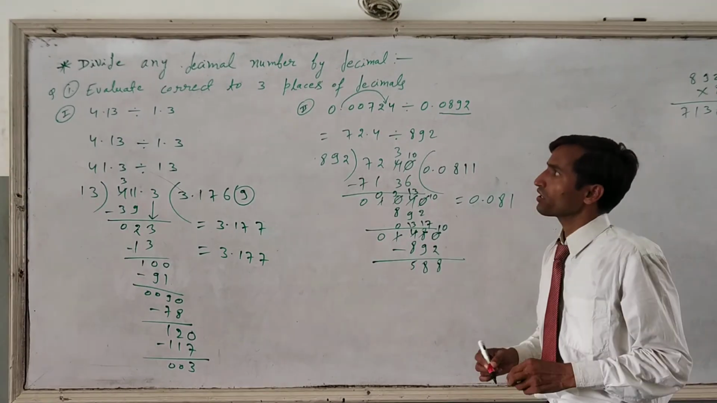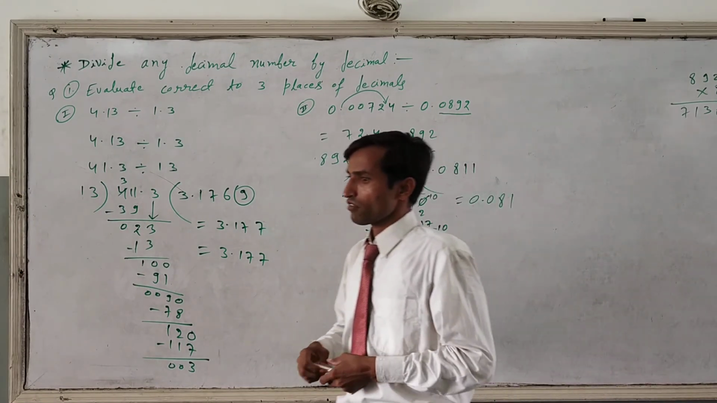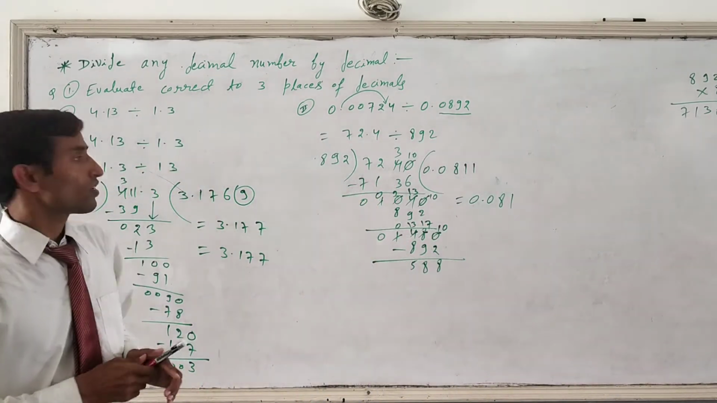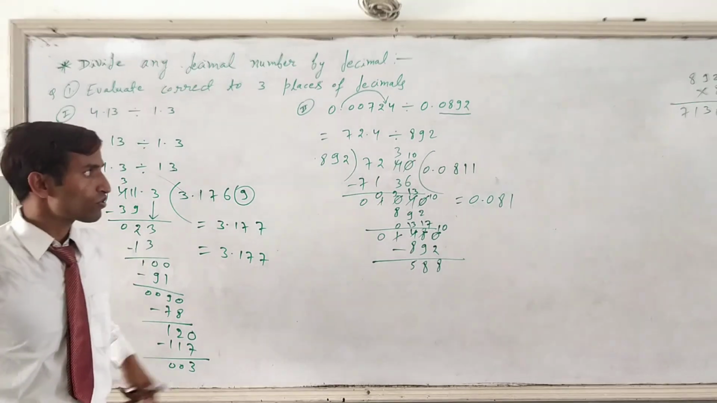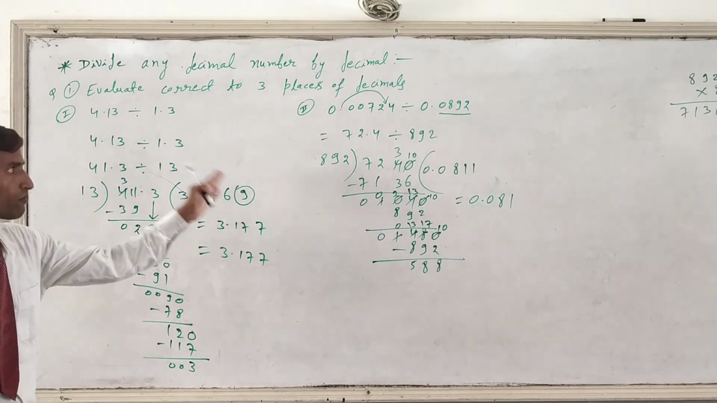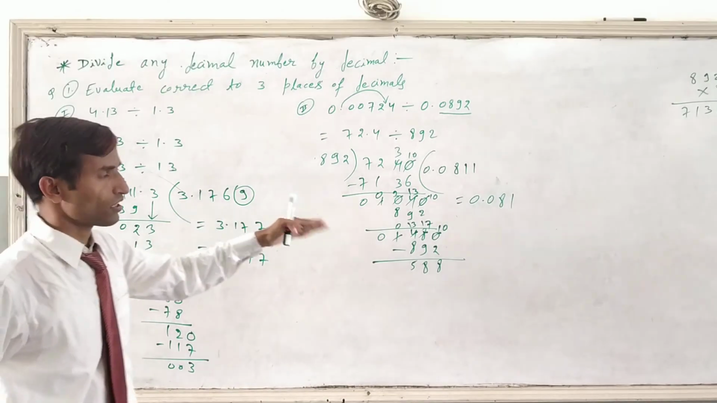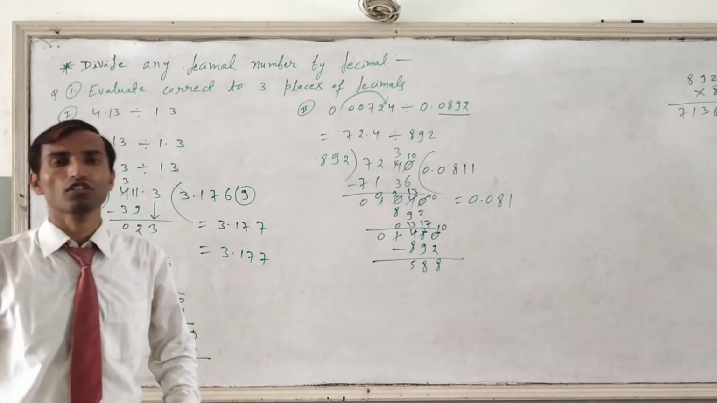Like that we have to do in the respective questions, whatever is asked in Exercise 2K, question number 4. Like that we have to do in question number 4. You have to follow the same process in question number 4 in Exercise 2K. That's all.